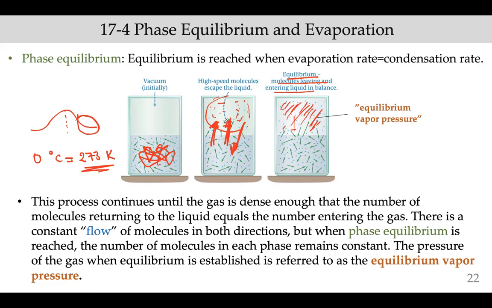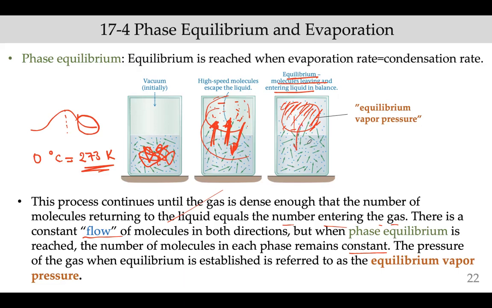This process continues until the gas is dense enough that the number of molecules returning to the liquid equals the number entering the gas. So there's a constant flow of molecules in both directions. That's what I explained here. But when the phase equilibrium is reached, that's the third case here, the number of molecules in each phase remains constant.